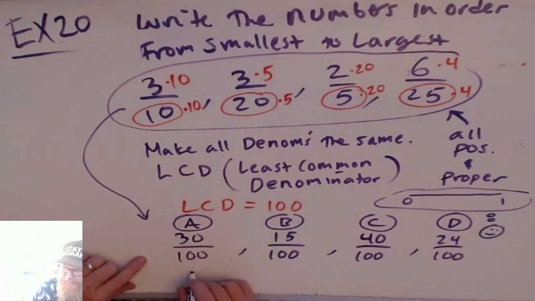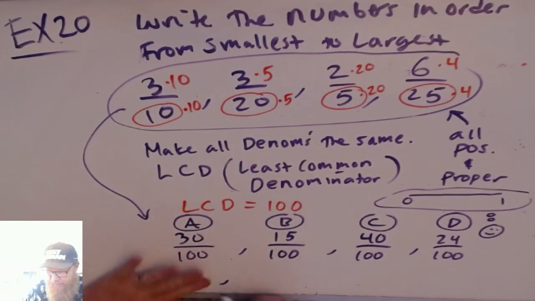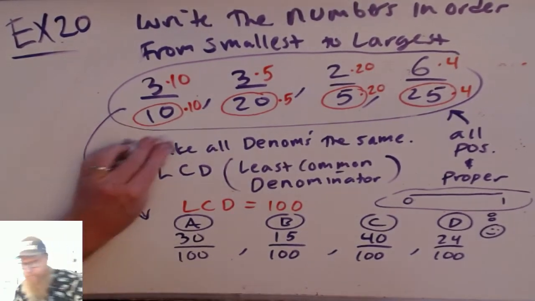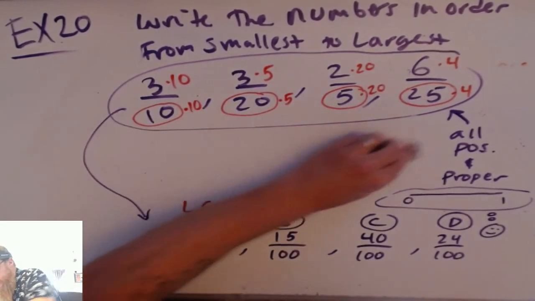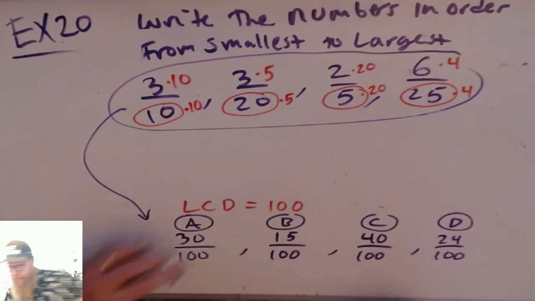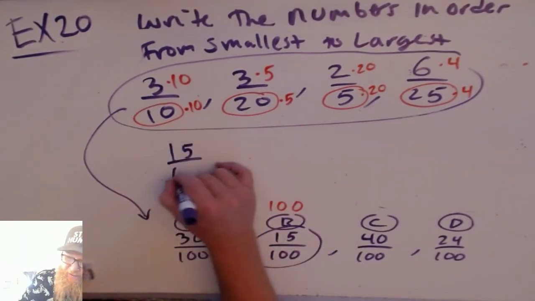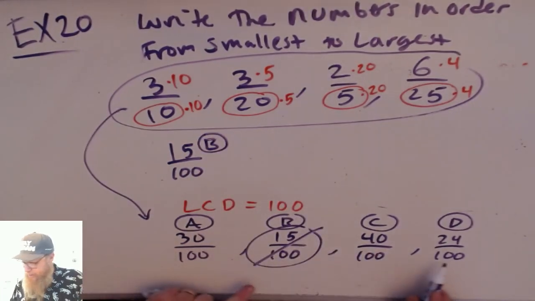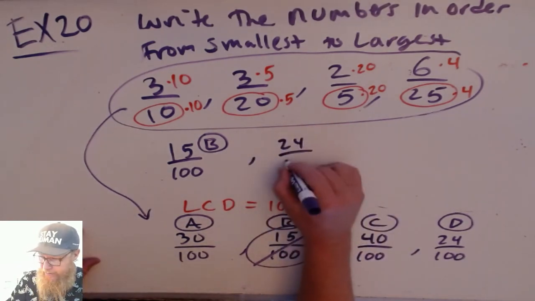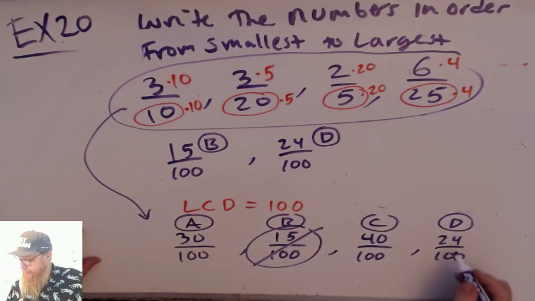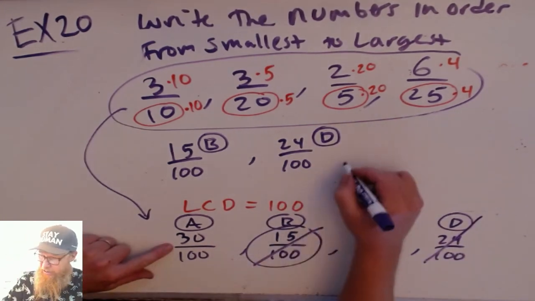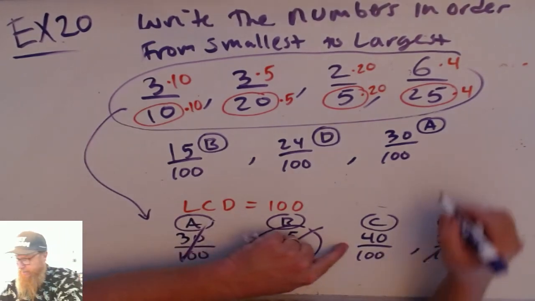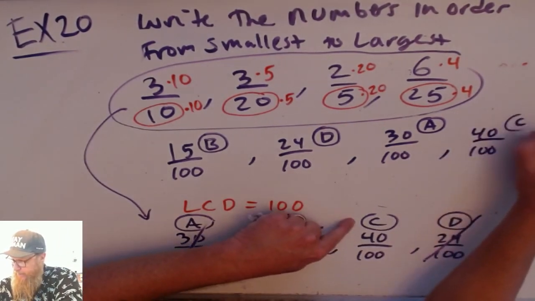So smallest is B, 15 over 100. That's the smallest. Cross that off. The next one, D, 24 over 100. Cross that one off. Then 30 over 100. That's A. Cross that one off. And then finally, 40 over 100. That's C.